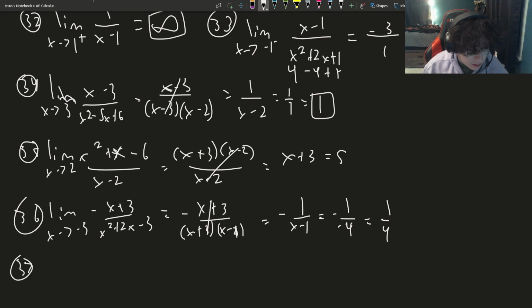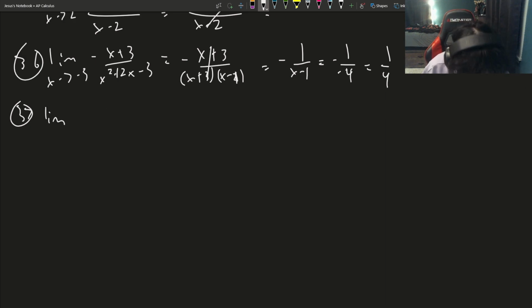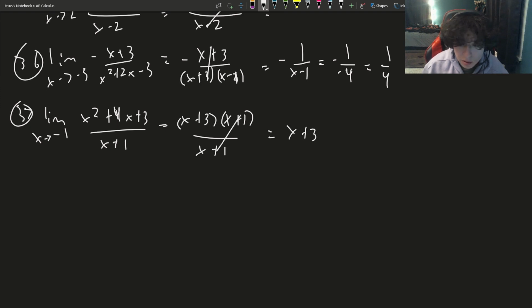Then we have 37. And 37 is just going to get you the limit as x approaches negative 1 of x squared plus 4x plus 3 over x plus 1. You can just factor the top into x plus 3 and x plus 1. Cancel out x plus 1, and you just plug in negative 1, which is going to get you 2.